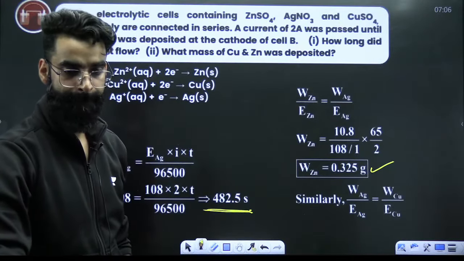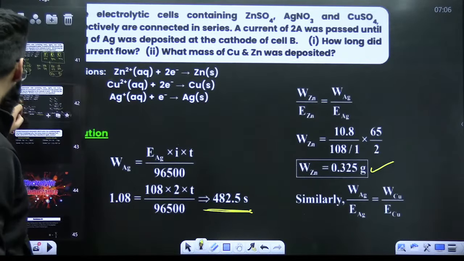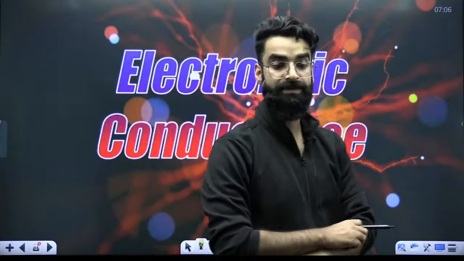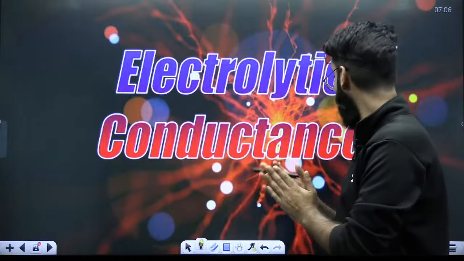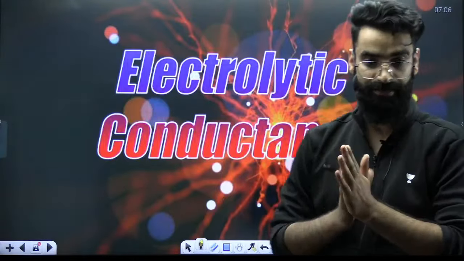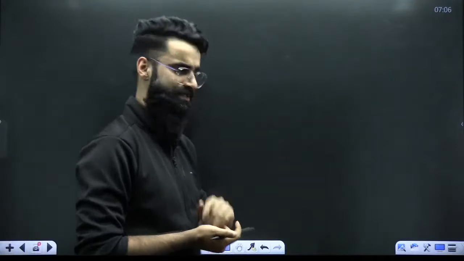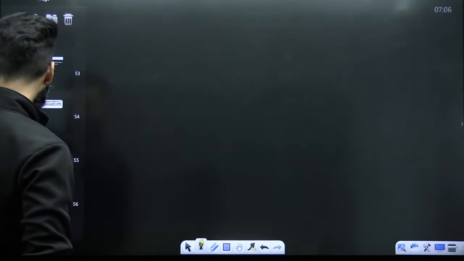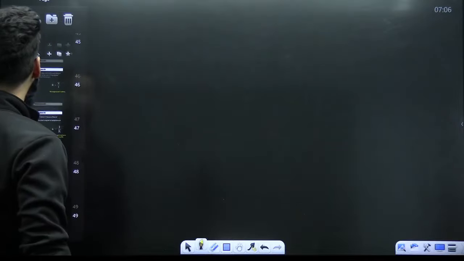Perfect. So I believe you can solve Faraday's first law and second law electrolysis questions easily. Now comes one more part of the chapter, that is electrolytic conductance. Electrolytic conductance. This is something important. This is also important. So have a look, people, what it means, what kind of questions can be asked. Just a second, let me see whether I have added questions here or not. These questions are added.